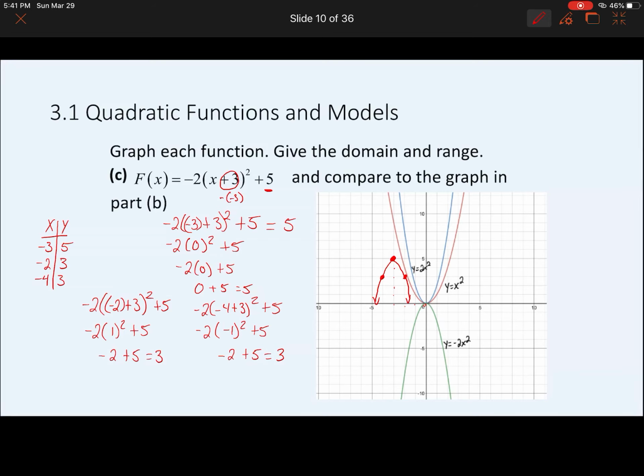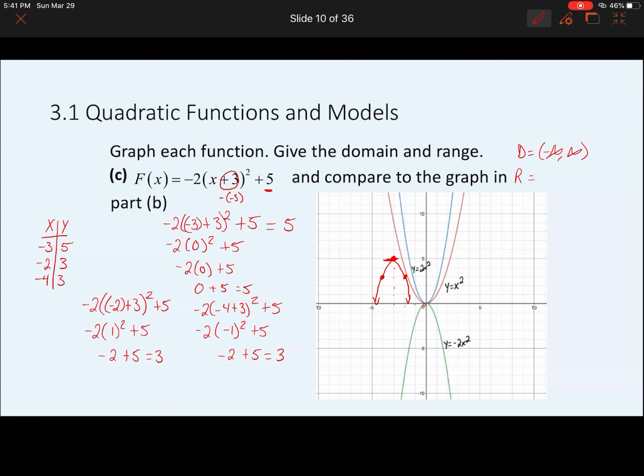So how does it compare? Well, it's the exact same shape as the green one, the one we just did. It's the exact same shape, but it is shifted left and up. And so that's how it would compare to those. Obviously, it's more narrow than the parent graph. It does open down. So hopefully we can see all aspects of that.